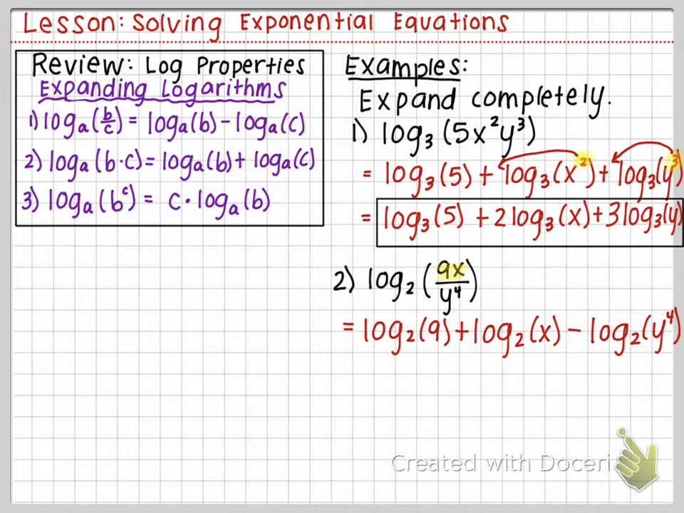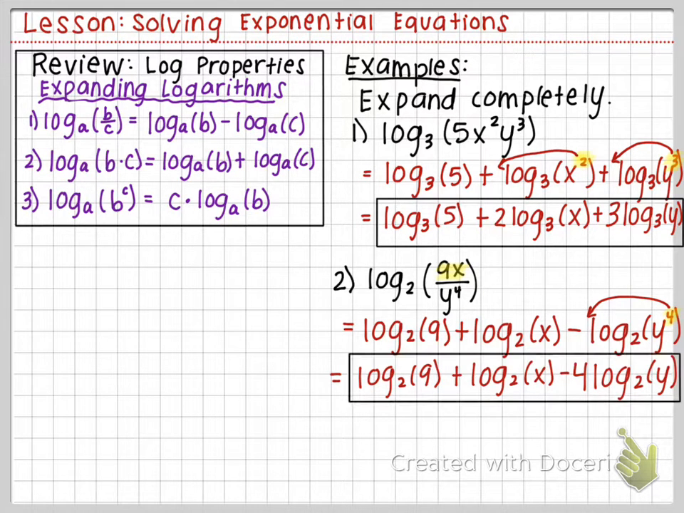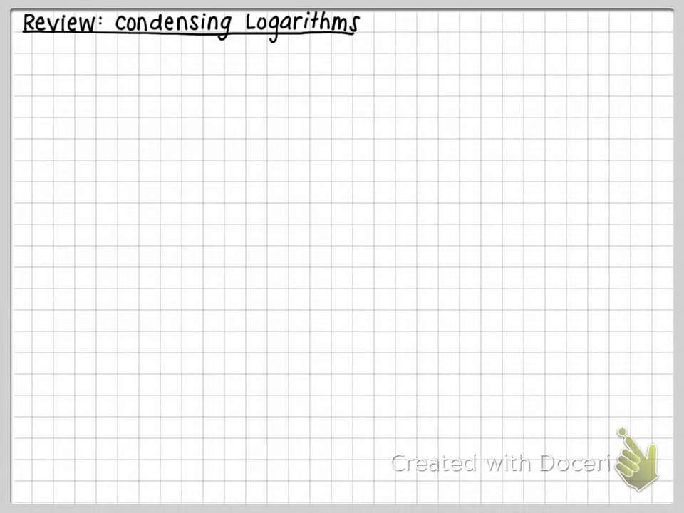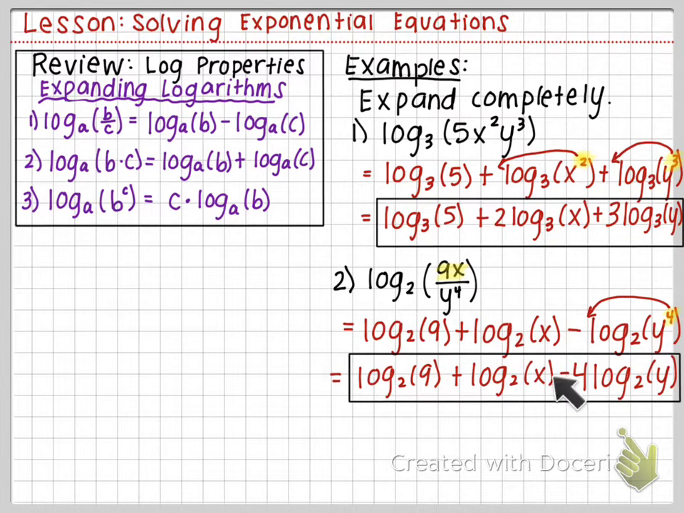Do we have any exponents we need to bring down? Yes, right here. So we're just going to bring that down to the front and write the first two terms the same. So minus 4 log base 2 of y, and that's your final answer. So that's just some examples again of how we expand. Now condensing is the opposite. Remember, condensing is if we started here and we wanted to get back up here, or started here and wanted to get back up here.